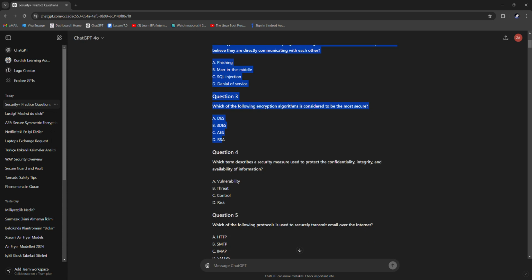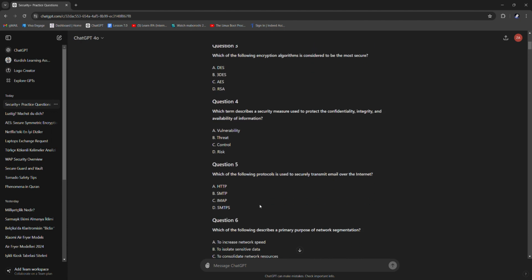Question four: which term describes security measures used to protect the confidentiality, integrity, and availability of information? Vulnerability, threat, control, and risk. I will say it's control. It's because all of those are about confidentiality, integrity, and availability. It's not about risk or threat; those are about the controlling.